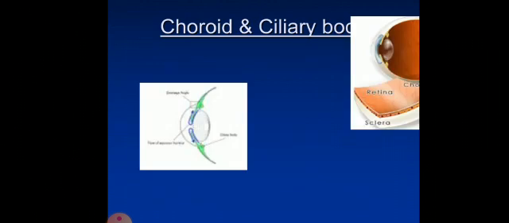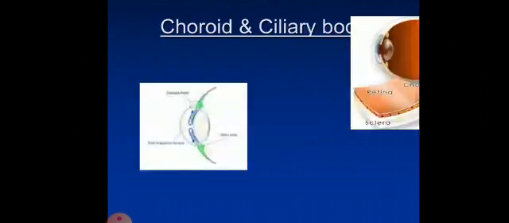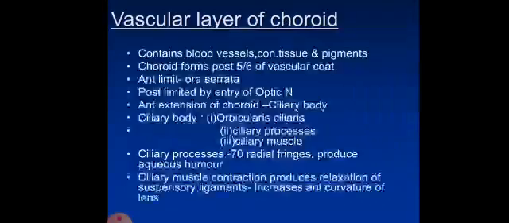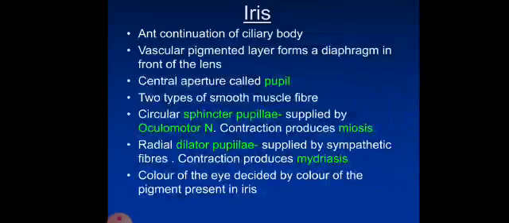Now in the next picture, you can see the picture of the choroid and the ciliary body. Whatever the previous slide explains, you can just look at the picture and try to correlate the parts of the choroid. I told you the middle vascular layer contains the choroid, and I have already finished explaining the details of the choroid. Now we go to the iris and also the ciliary body.